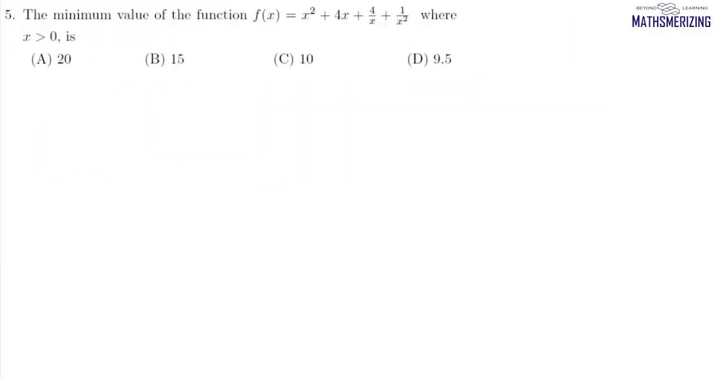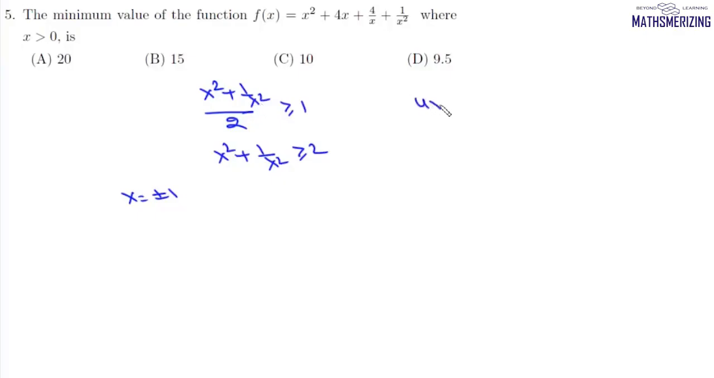Now question number 5 is: the minimum value of this function x square plus 4x plus 4 upon x plus 1 upon x square, where x is greater than 0, is. Now if we take x square plus 1 upon x square, we know that AM is always greater than or equal to GM. That means x square plus 1 upon x square is always greater than or equal to 2, and we'll have this equality sign when the value of x is either plus 1 or minus 1. That is when x square is equal to 1 upon x square.